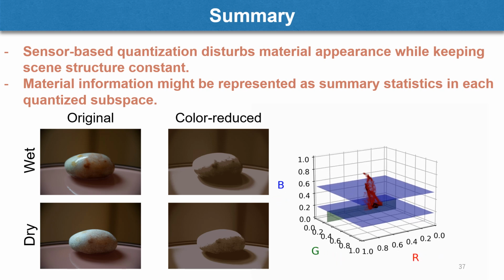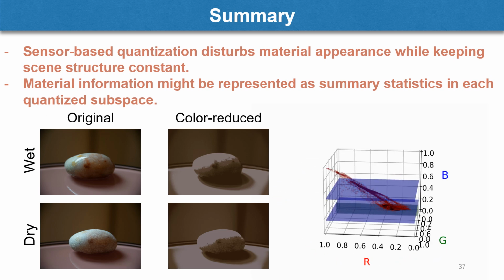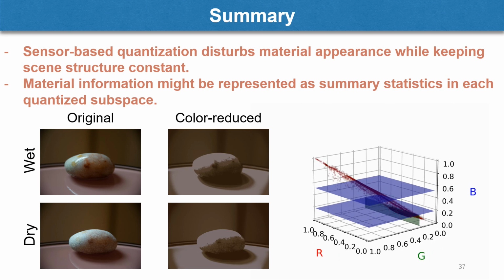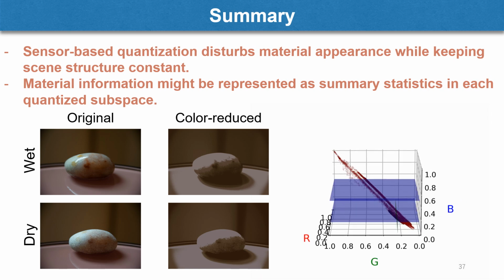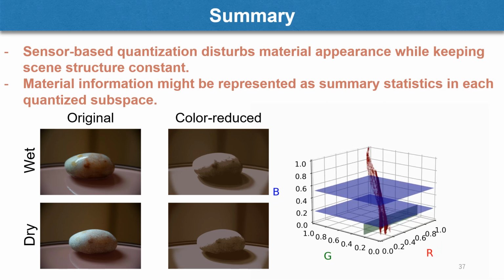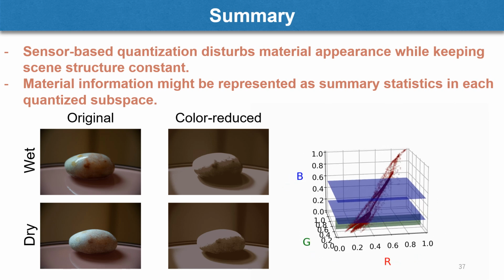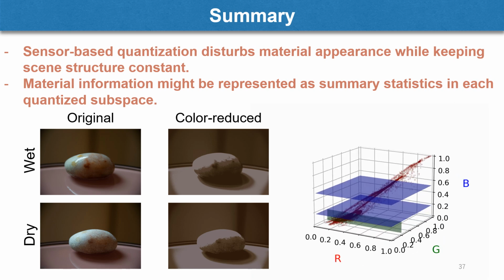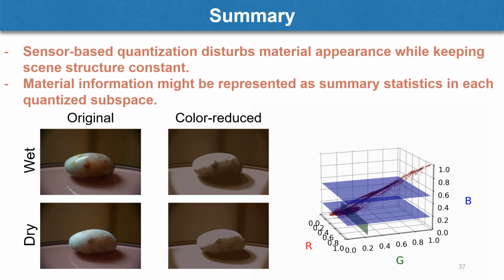To summarize, Cartesian-based quantization, that is median cut, disturbs material appearance while keeping scene structure constant, and material information might be represented as summary statistics in each quantized subspace.